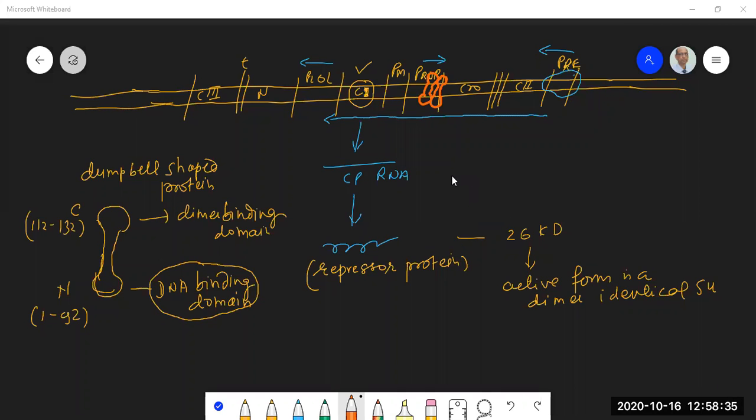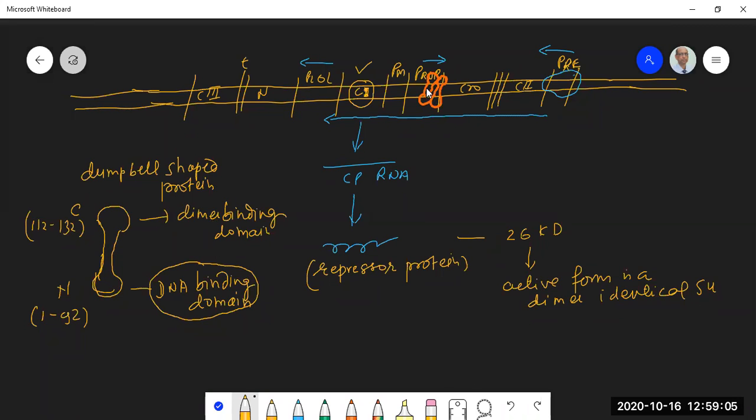Okay, so this repressor protein is a dumbbell-shaped protein, 132 amino acids long. There are two termini, the N terminus and the C terminus domain. The N terminus is from 1 to 92 amino acids, and this is the DNA binding domain, whereas the C terminus is from 112 to 132 amino acids, the dimer binding domain, and this central rod portion is there.